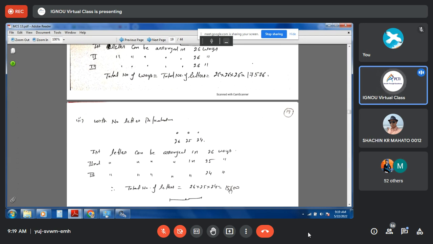Sometimes we use the addition theorem also. We shall discuss it in combinations. This was the numerical we discussed last time. So, see the different condition here.